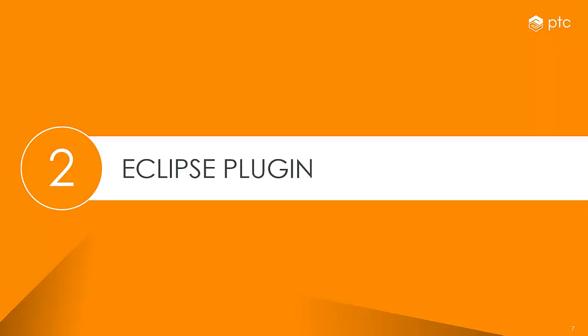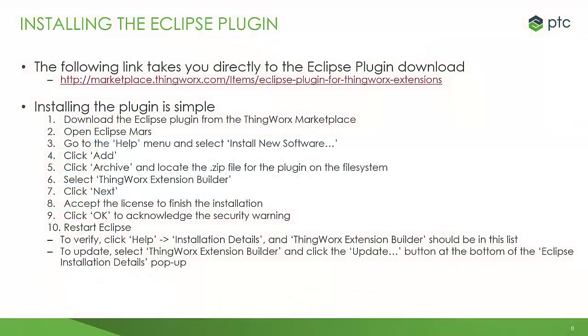Section 2. The Eclipse plugin. Installing the Eclipse plugin. I've included the link to the Eclipse plugin on this slide. The steps to install the plugin are rather simple. Basically, we are downloading the plugin, opening Eclipse, navigating to the Install New Software menu, finding our download on our local file system, and selecting the ThingWorx Extension Builder option in the dialog that appears. Then we can just accept the license and restart Eclipse, and everything is ready to go.